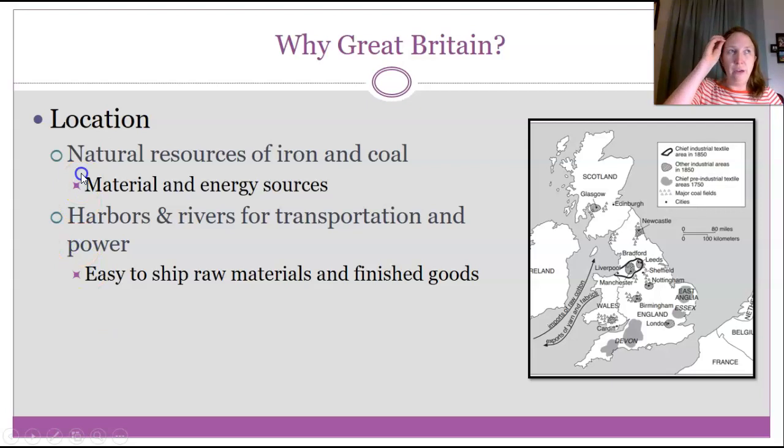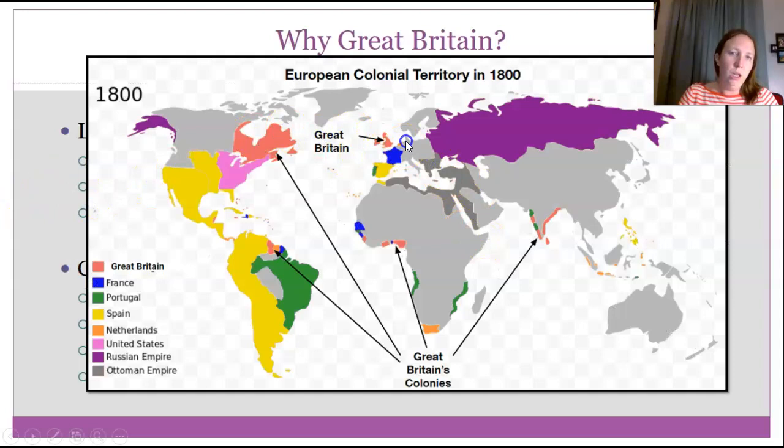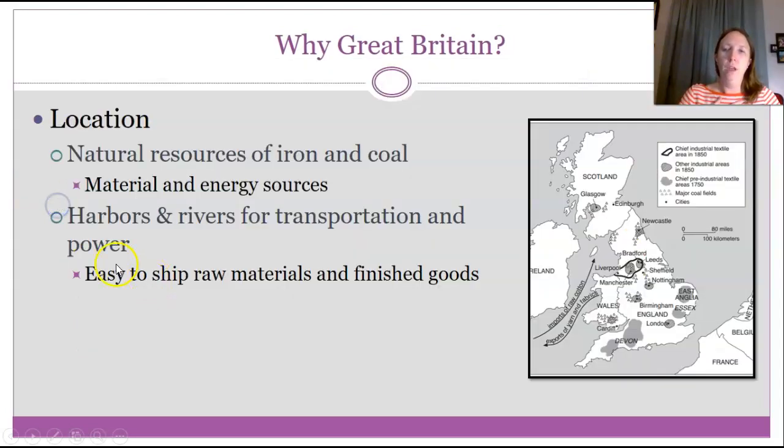Another major reason that I've already alluded to in terms of why Great Britain was its location. So not just the fact that they had colonies all over the place, but its actual location in, let's take one more quick look here, the northwestern-ish part of Europe. So what's so special about this location? Well, there was a lot of natural resources of iron and coal. If you look at this map, all these triangles, these all indicate coal fields, so where coal could be found.